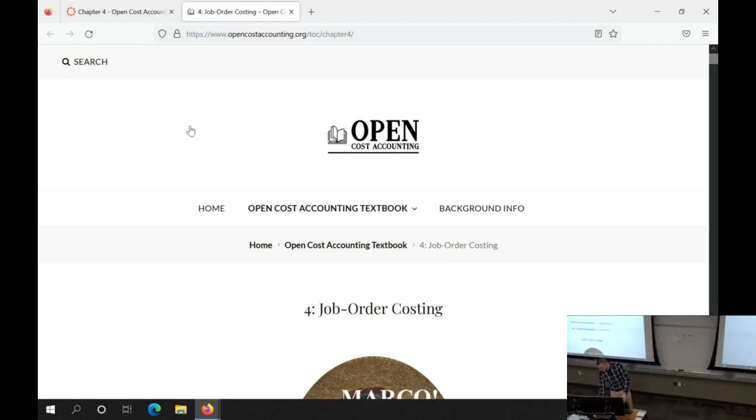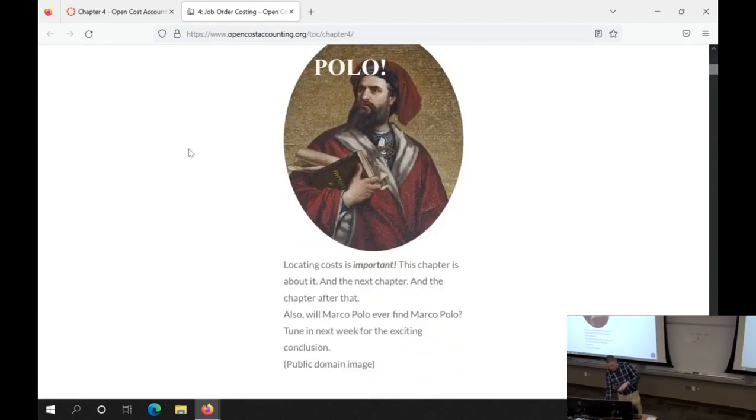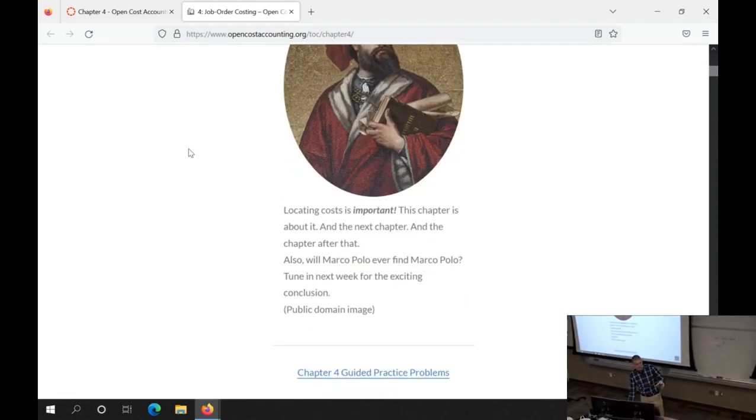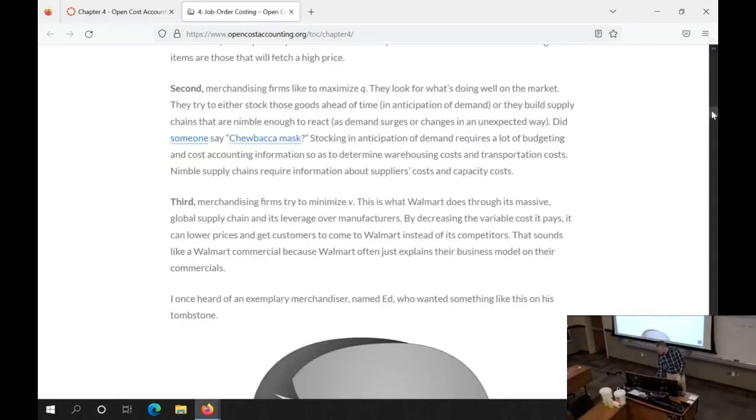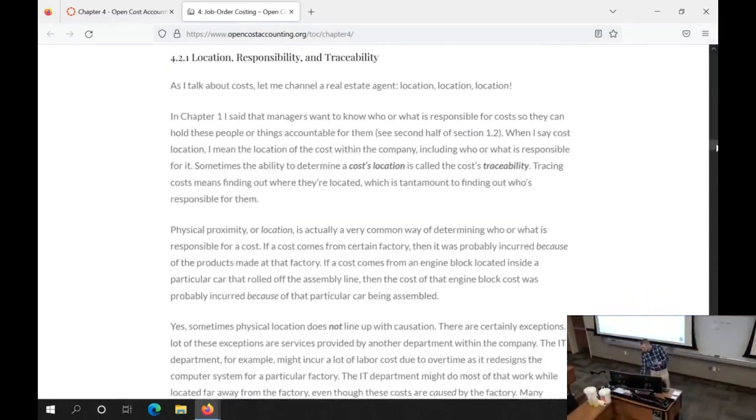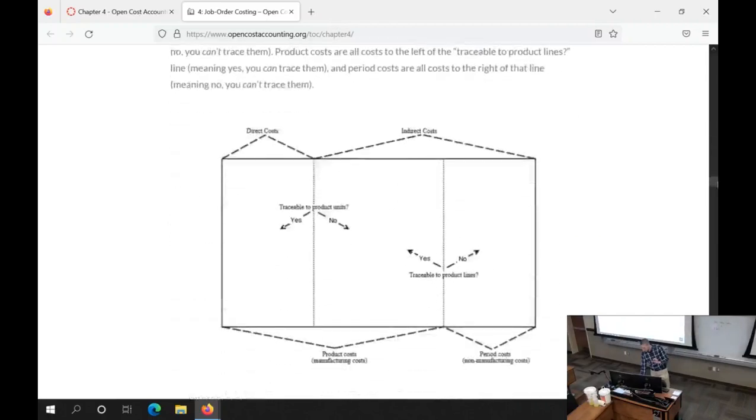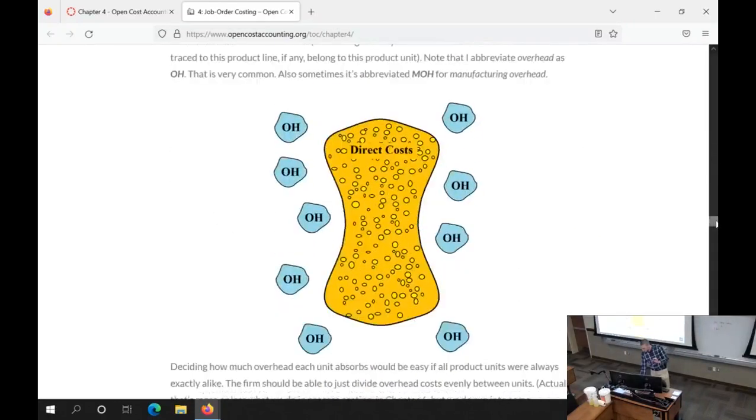And so the basic gist of this week and next week is the problem of overhead. Overhead is a problem. I go through some stuff at the beginning of chapter 4, but the point is that overhead is a problem. I want to get to this one little idea here.